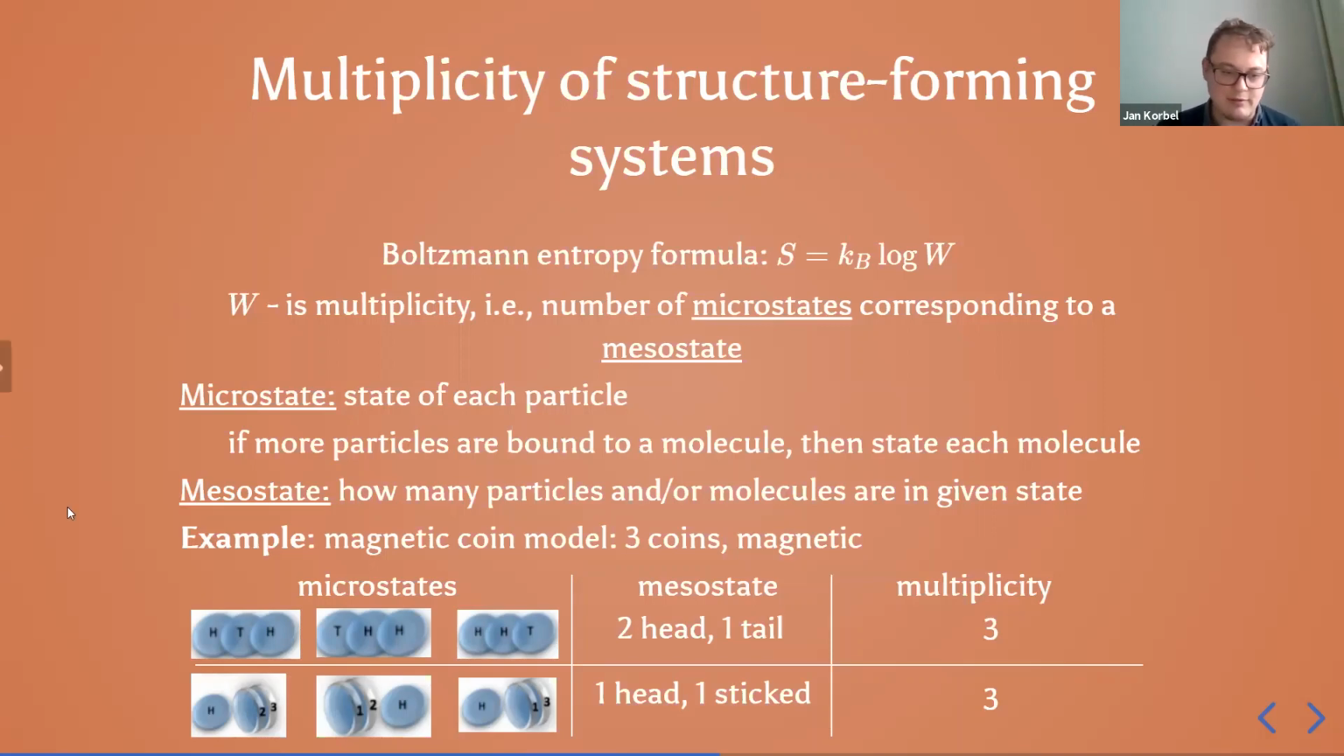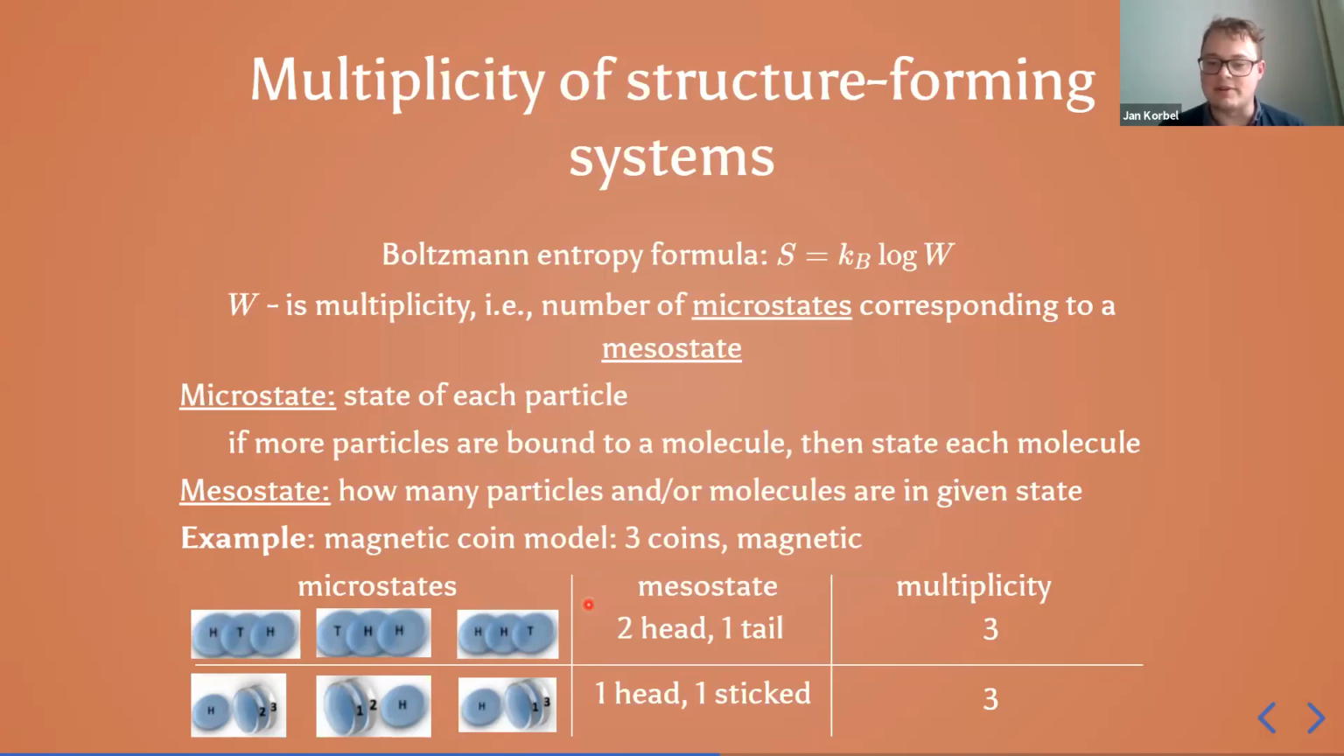And the example for the molecules is that you can have a microstate which is head, tail, head. So the first coin has head, second has tail, third has head, or the first is tail and the two latter are heads, or head, tail. And these three all belong to one mesostate, where you only count how many of the coins that you flipped are on head and how many of them are on tail. And here the mesostate is called two head, one tail. So I have one coin with tail and two coins with head.